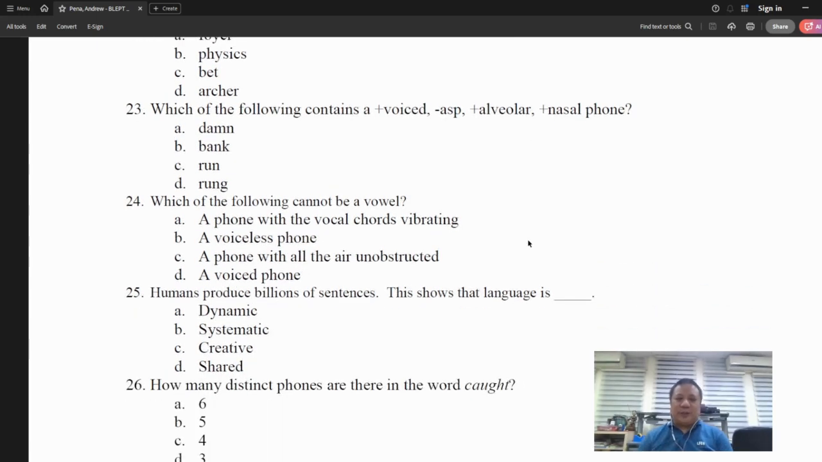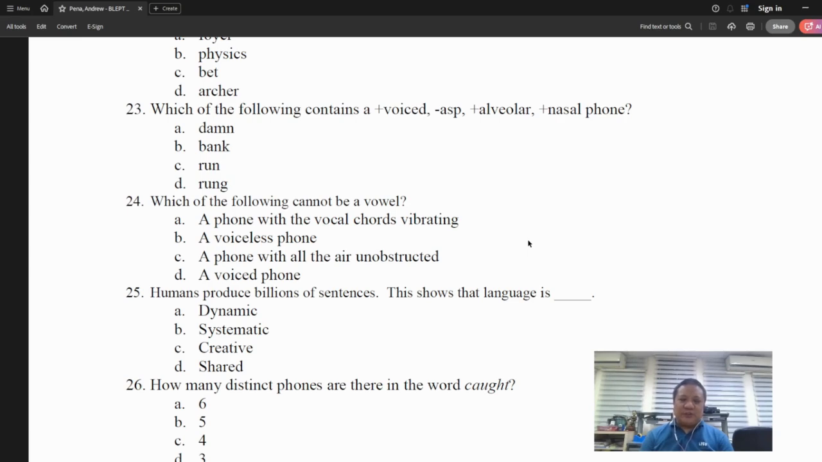23. Which of the following contains the voiced, unaspirated, alveolar nasal phone? So the nasals we have in English are m, n, and ng. And which of them is the alveolar? It's the n. So which one here has the n? A, dam, B, bank, C, run, D, rung. So the answer is C, run.